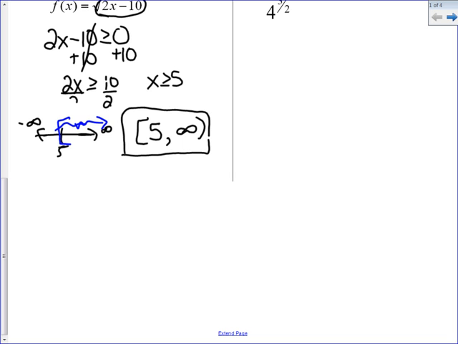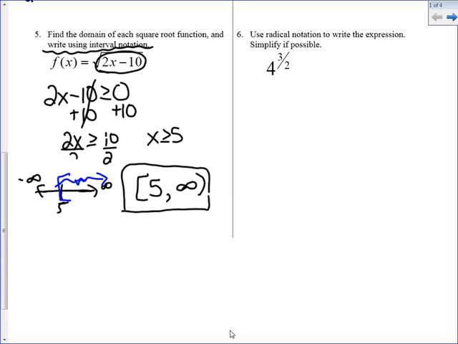What's that? I said that never works. What? Never works. Spell that one. Nope, doesn't work. Test it. Okay. All right. So, for domain, radicand greater than or equal to 0, solve it. Write it as an interval.